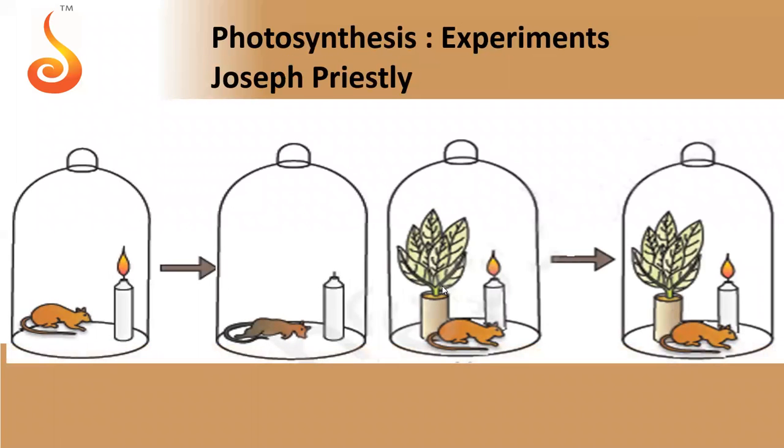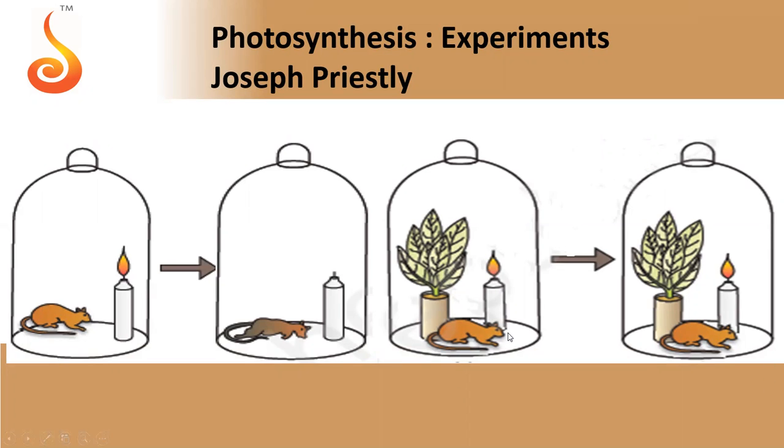What he did was, he lit a candle, and along with the candle a mouse was introduced inside a bell jar, a jar which was completely sealed on all sides. And he found that the mouse fell unconscious and the candle also got blown off. He hypothesized that the air was turning impure because of the continuous burning of the candle and also the respiration process of the animal.